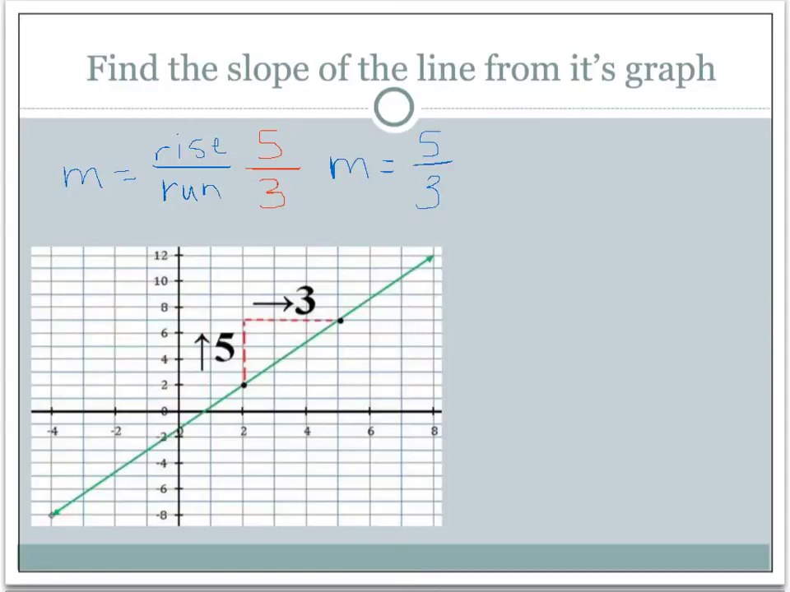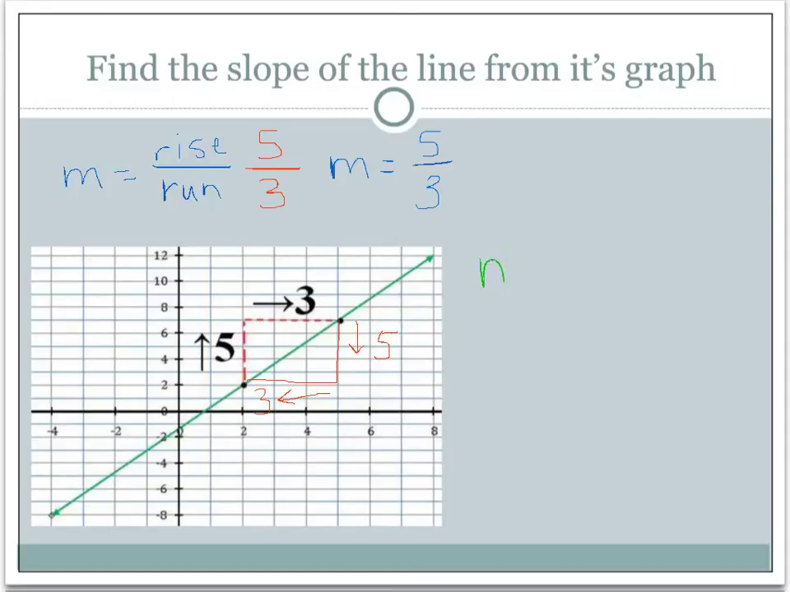Now let's take a look at another way you can do this, because some of you are going to notice that I don't have to start at this point. I could actually start at this point and go the other way. So again, if I wanted to start here and go to this point, I would actually be moving down and to the left. And so I would end up at that point again, but this time I would be moving down 5 units and I would be moving left 3 units. So let's see what that does then to our slope.